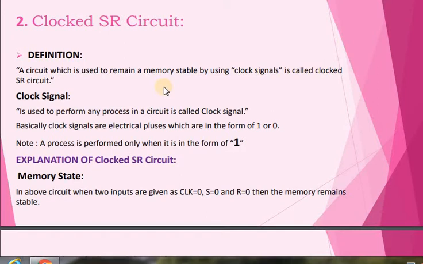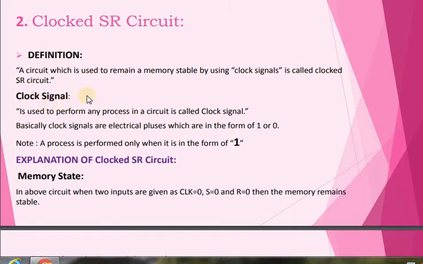In the last class we saw the SR latch without a clock. That means it is based on the S and R inputs only, so you call it an SR latch, or without clock. Now we are going to see the clocked SR circuit or clocked SR flip-flop. A circuit which is used to keep a memory stable by using clock signals, where we have not used the clock signals before, is called a clocked SR circuit.